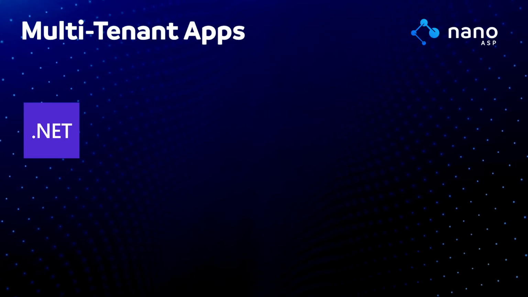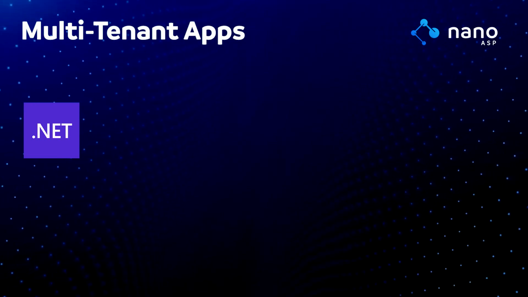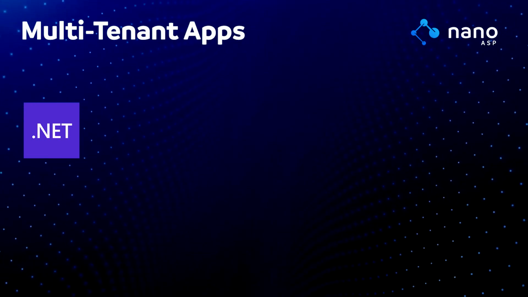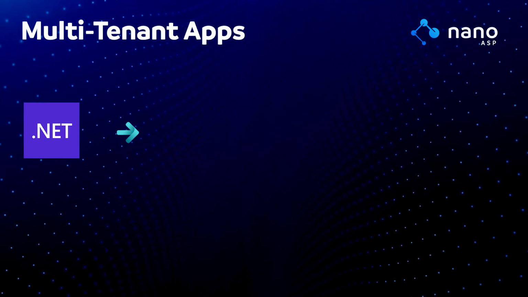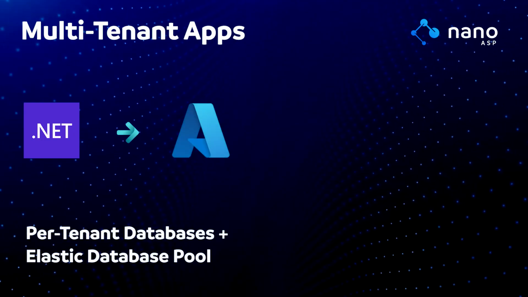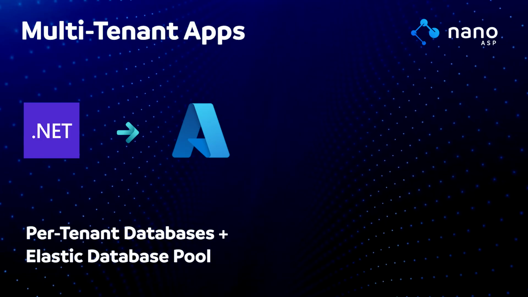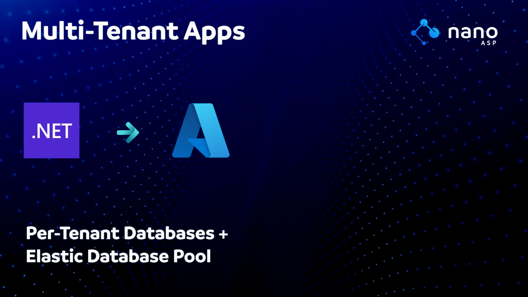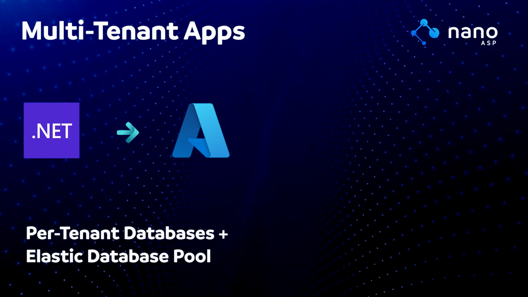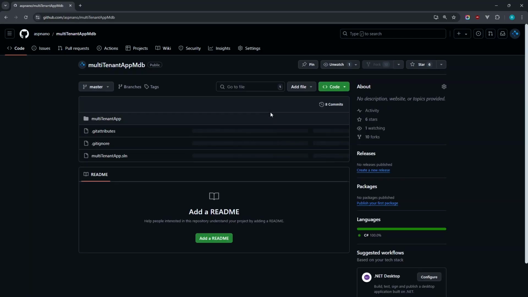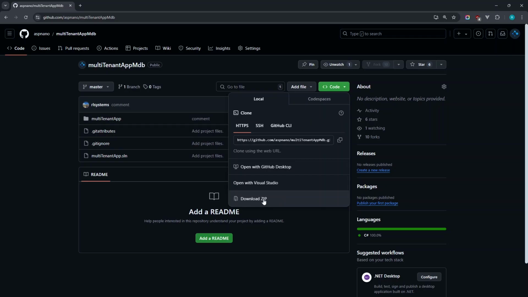I'm going to teach you about multi-tenant applications, and in this video we're going to continue what we did from the last time, and we're going to upload it to Azure, and we're going to use Elastic database pools to give each one of our tenants their own database, completely separate. This code, there's a link in the description. You can download the GitHub repo.